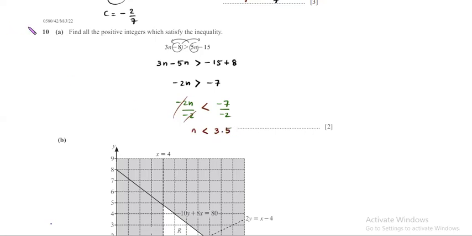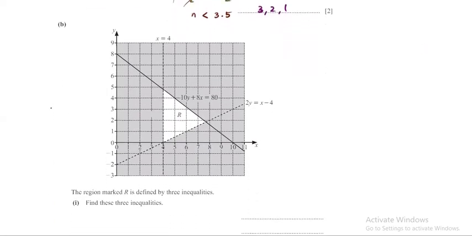And the question clearly states to select all the positive integers that satisfy this inequality, which means all positive whole numbers that are less than 3.5 have to be considered. So it can be 3, then it can be 2, or it can be 1. Those are the only positive integers that we have which are less than 3.5. Let's move on to the next part of the question that is given.